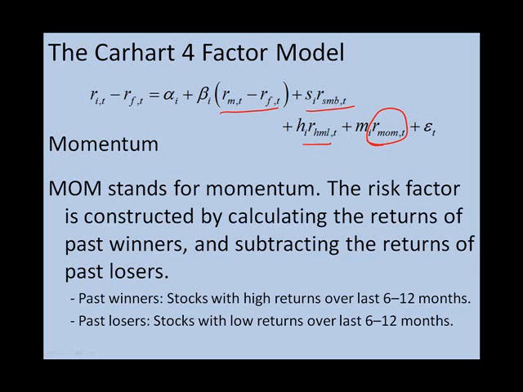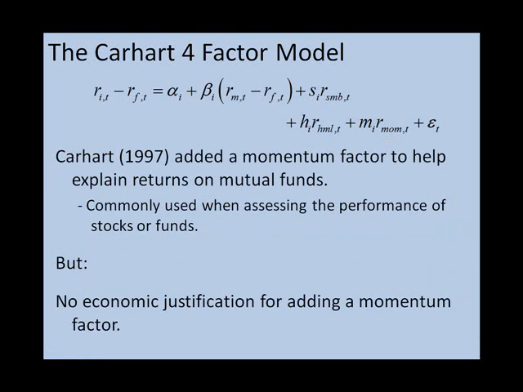This is a short-run phenomenon. Typically, with the momentum portfolio, you hold stocks for 3 to 6 months, certainly no longer than that. But when you use this risk factor, Carhart argues that it helps to explain returns, not just on portfolios, but on mutual fund returns. And it's become really the industry standard now. Whenever we're assessing the performance of stocks or funds, people will always look at both the Fama-French three-factor model and the Carhart four-factor model, in addition, of course, to the CAPM.